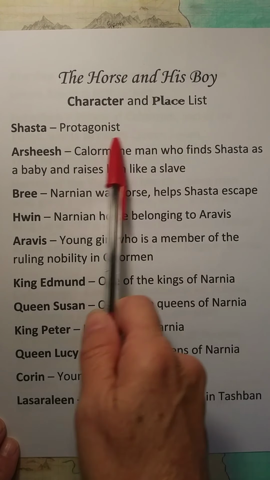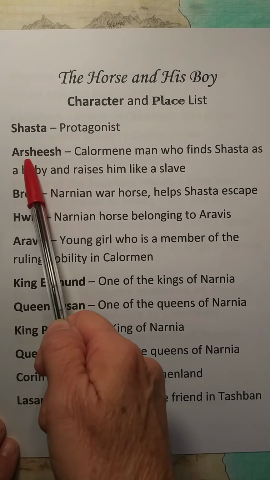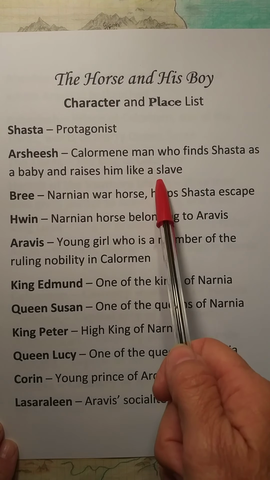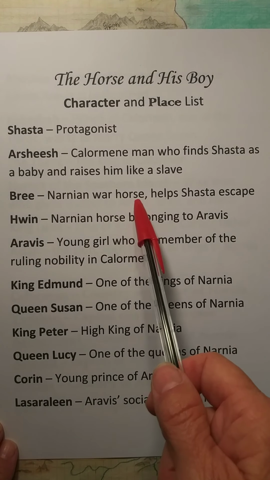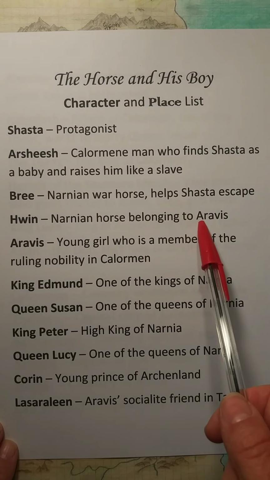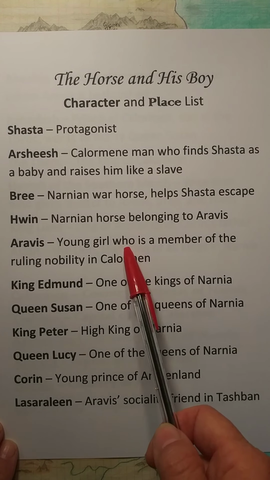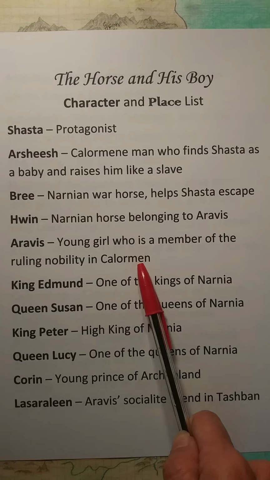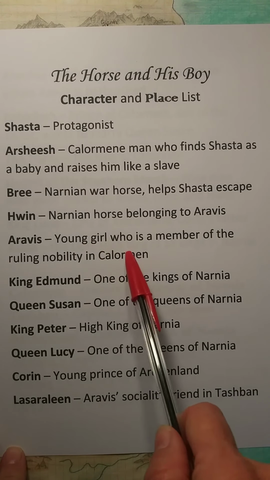Also places. Okay, so Shasta is the protagonist. He's the main character, the good guy. Arshish is the Calormene man who finds him when he's a baby and raises him like a slave in Calormen. Bree is the Narnian warhorse that helps Shasta to escape. Hwin is also a Narnian horse belonging to Erebus, who is the young girl called a Tarkina, just like a princess, she's the member of the ruling nobility in Calormen, and all of these, Shasta, Bree, Hwin, and Erebus, are escaping from Calormen to try to get to Narnia.